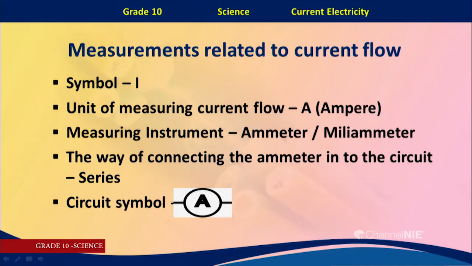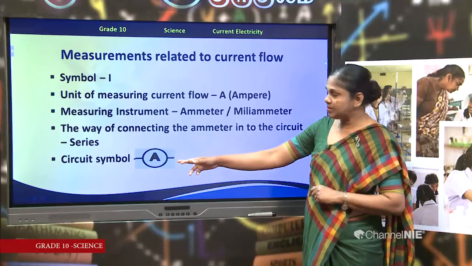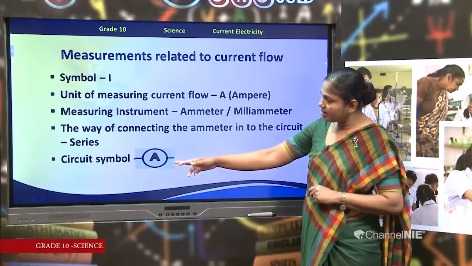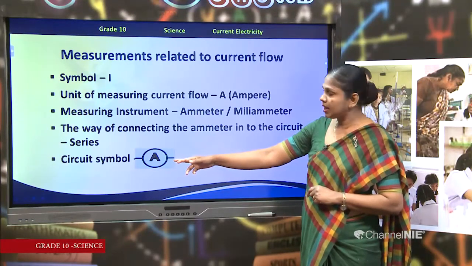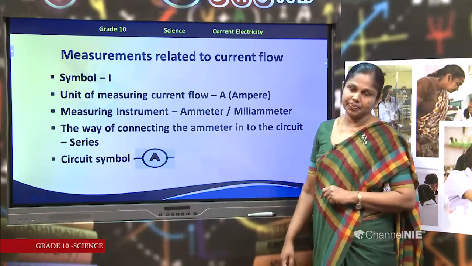Measuring instrument is ammeter or milliammeter. The way of connecting this instrument to the circuit is series, and you can see the circuit symbol of the ammeter. When an ammeter is connected to the circuit, the symbol must be given like this.